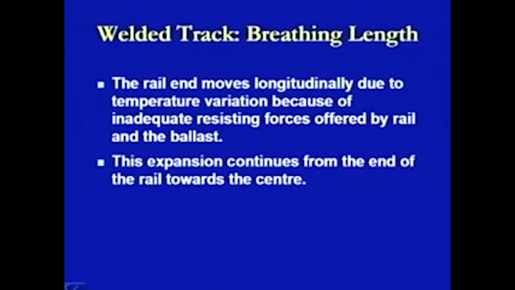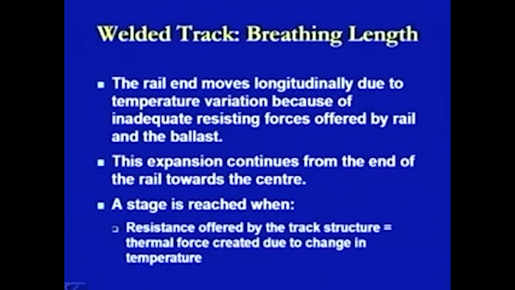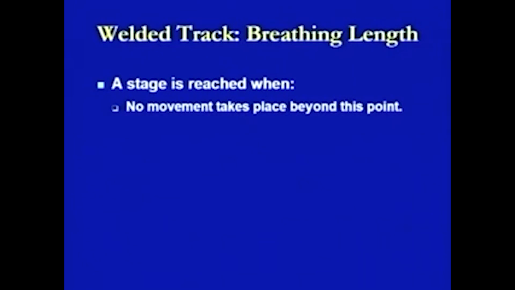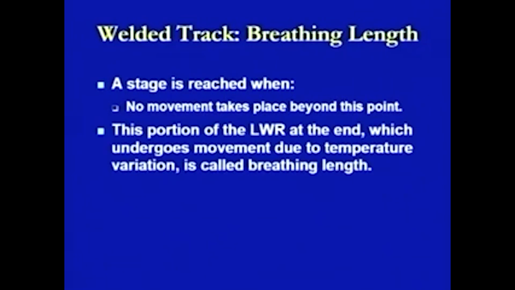So, this expansion continues from the end of the rail towards the center, and a stage is reached where the resistance offered by the track structure equals the thermal force created due to change in temperature. As soon as this stage is reached, there is no movement beyond this point, and this is termed the locking of the stresses. The portion of the LWR at the end which undergoes movement due to temperature variation is termed the breathing length.